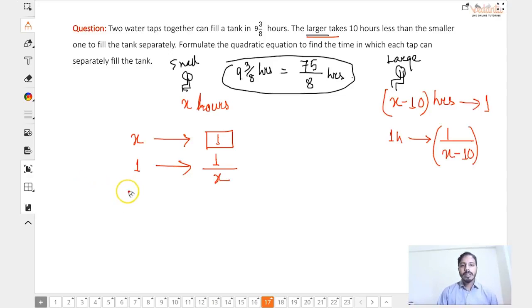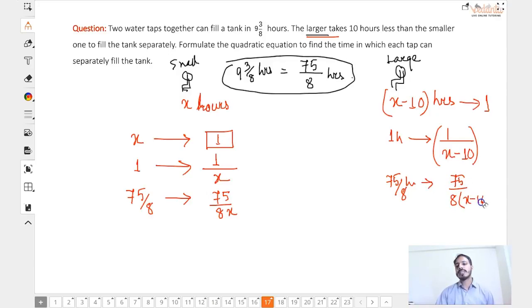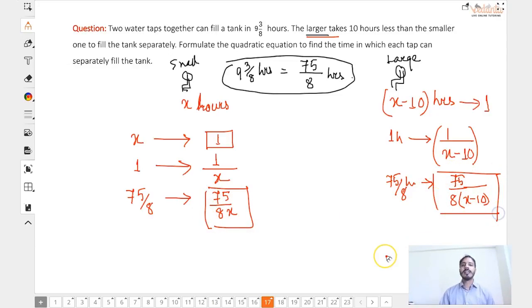Now that means how much will it fill in 75 by 8 hours? So in 75 by 8 hours, it will fill 75 by 8x part of the tank. Similarly, in 75 by 8 hours, this will fill 75 by 8 into x minus 10 part of the tank, right? And now it is said that in 75 by 8 hours, when these two taps are running, the complete tank gets filled. That means this part of the tank and this part of the tank together will completely fill the tank.